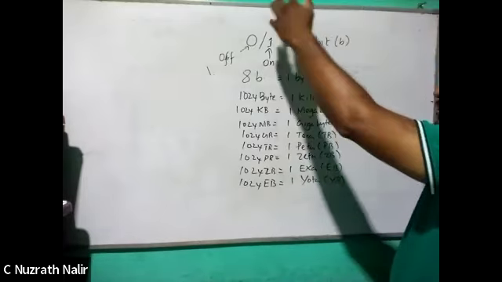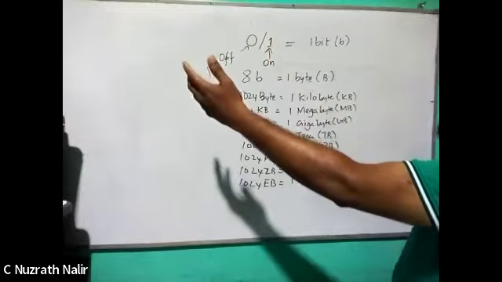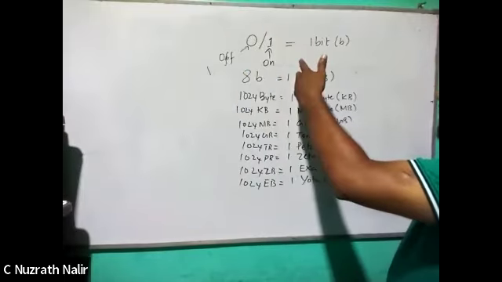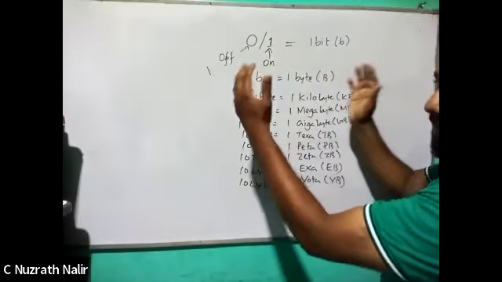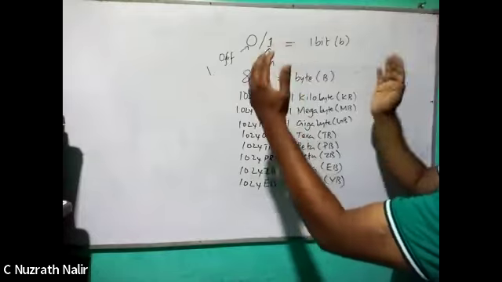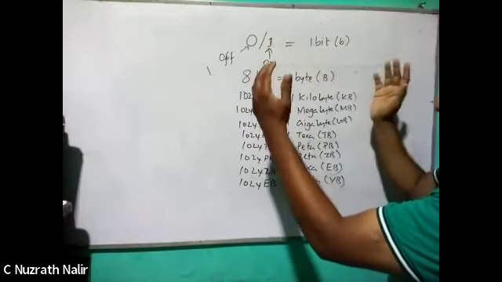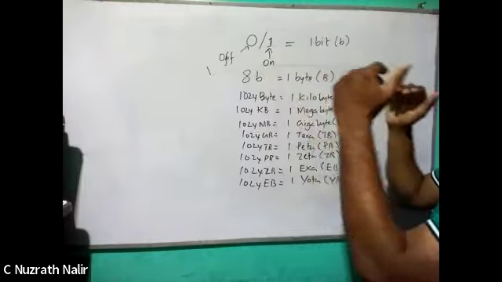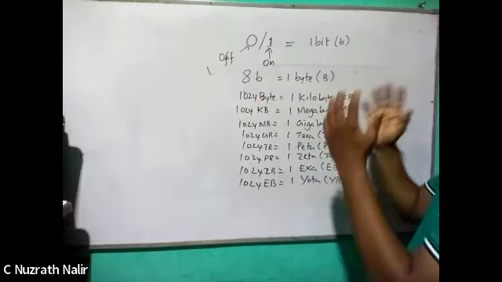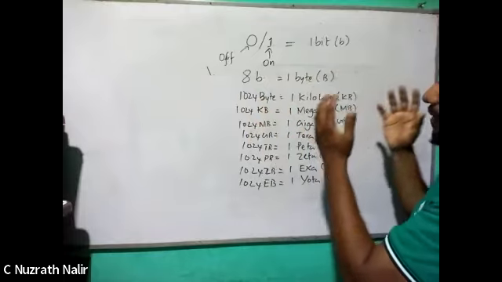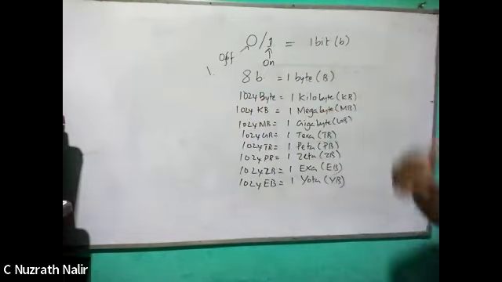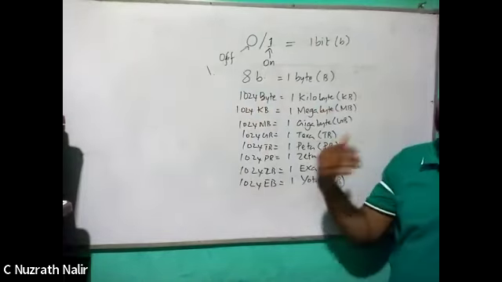So the 1 bit, 0 means off, 1 means on. Then if there is an 8-bit block, in that 1, 0, 0, 0, 1 and so on, one character represents 1 byte, and 1024 bytes is equal to 1 kilobyte. 1024 kilobytes is equal to 1 megabyte. Likewise, these are the measures of data storage.